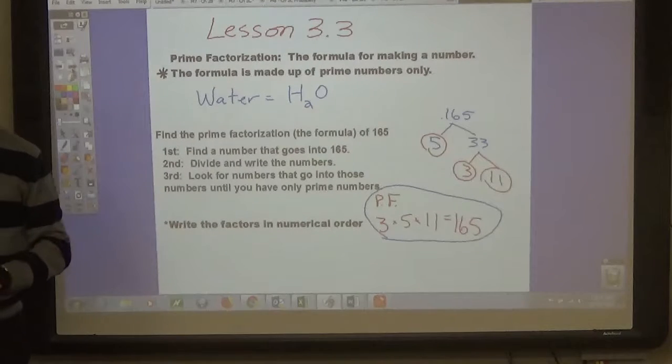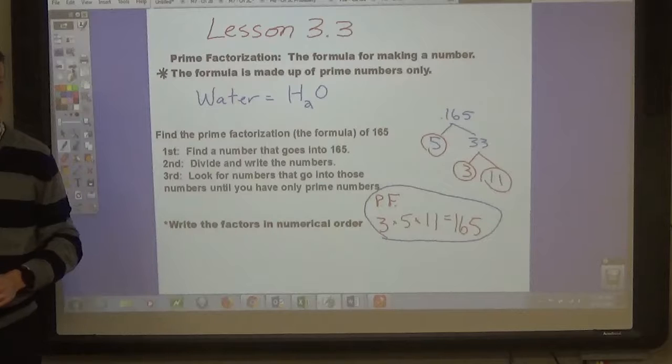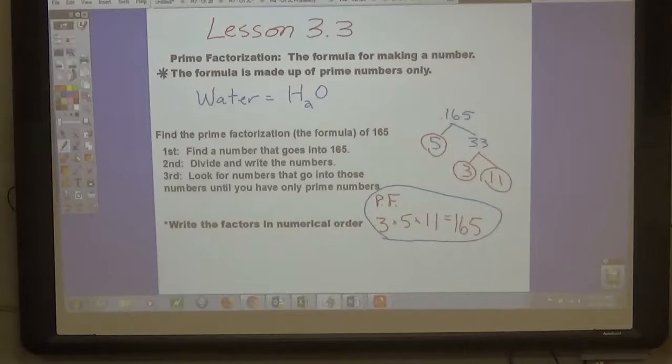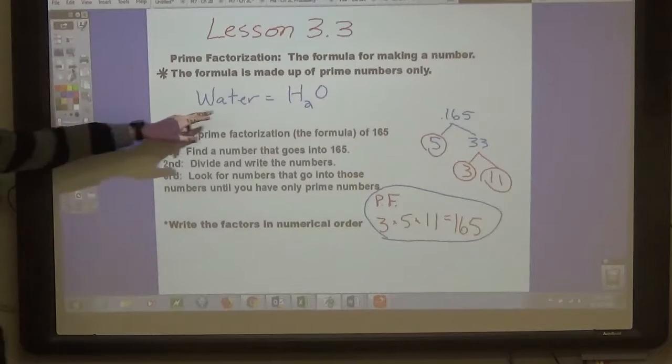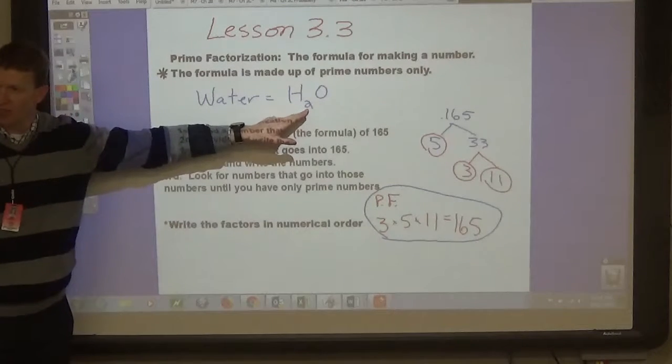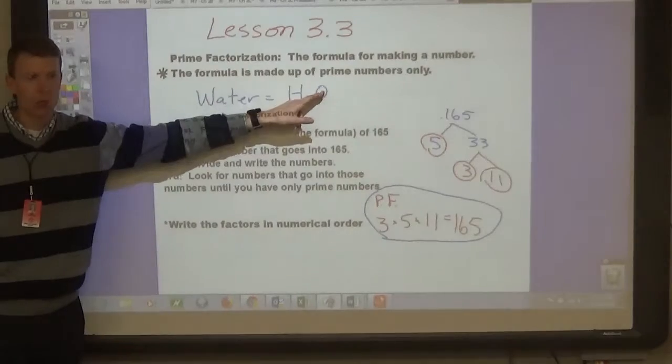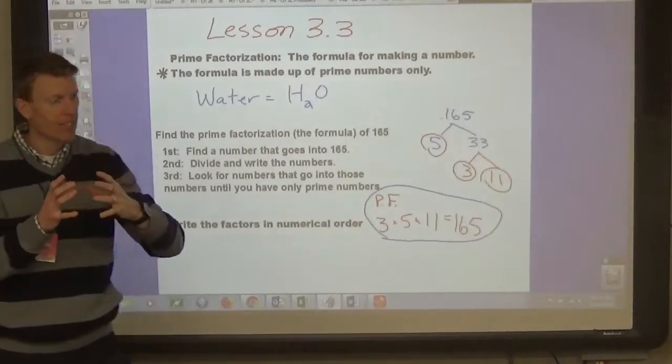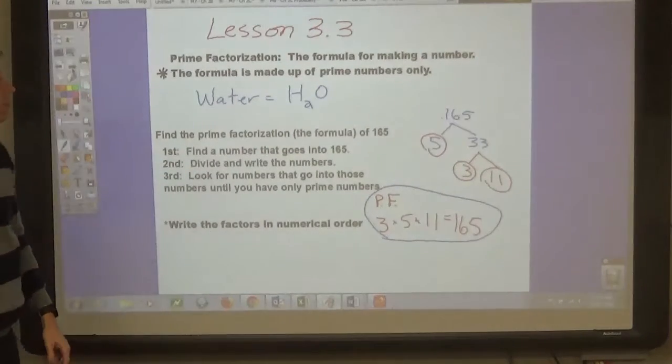What's the formula for water? Ben? H2O. What does it mean? Go ahead, Ben. 2 hydrogen and 1 oxygen. Yeah, 2 hydrogen molecules and 1 oxygen molecule put together equals a molecule of water.